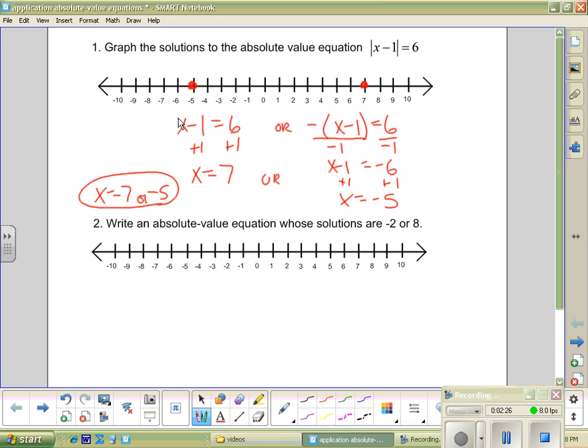If I find the mean, or the middle, between those two numbers, 7 plus -5 divided by 2 will give me the mean, and that actually equals 1. So my middle number is right here at 1. Then I look at it and say, wait a second, how far is it from 1 over to 7? It's 6. And how far is it from 1 to -5? It also is a distance of 6.